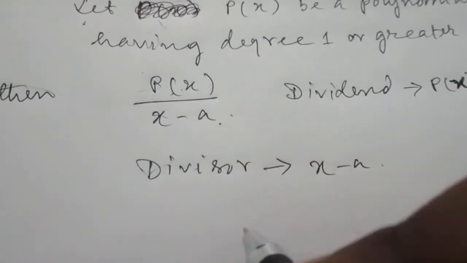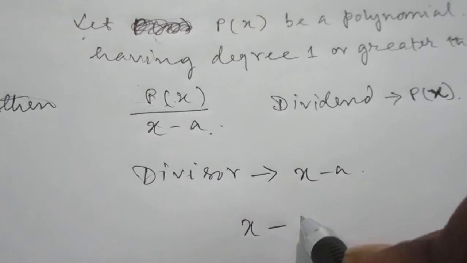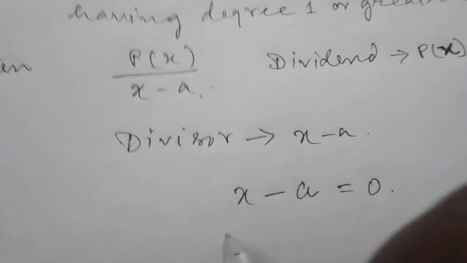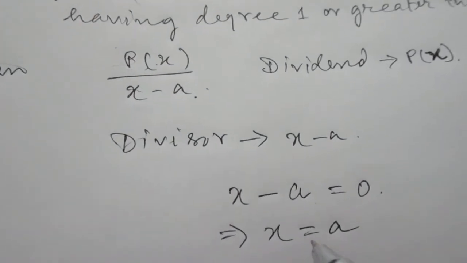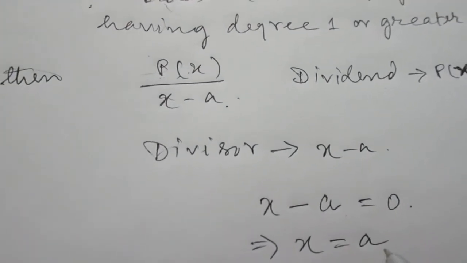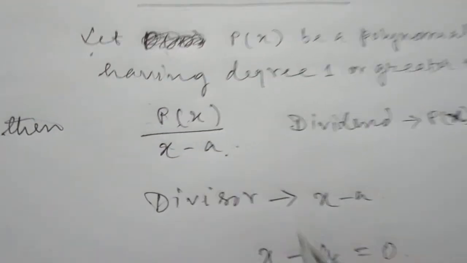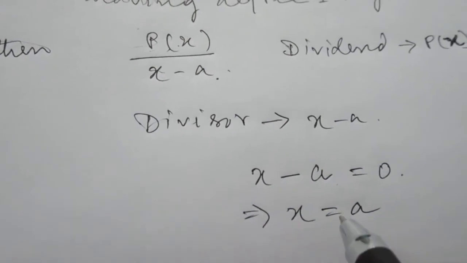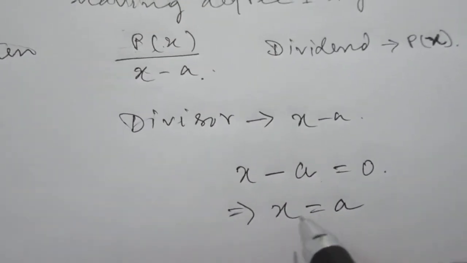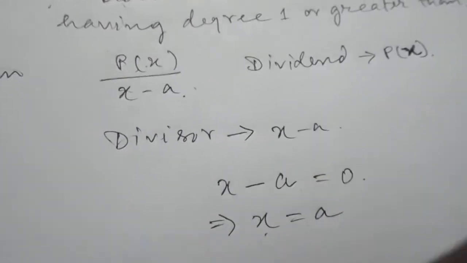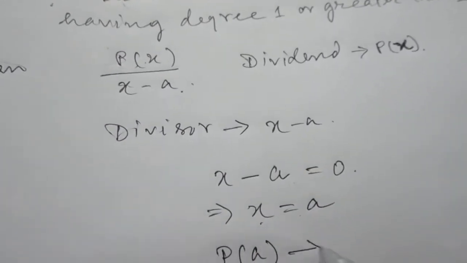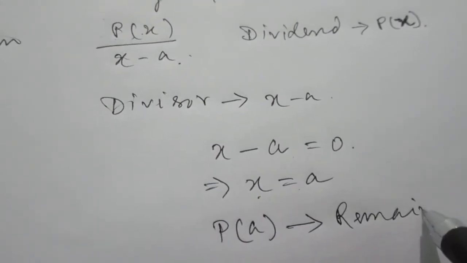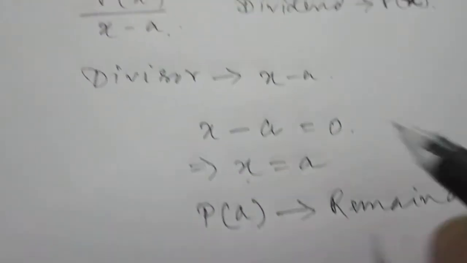Now what we have to do is write an equation with this divisor: x minus a is equal to 0. That means x is equal to a. Now we have to put the value x equal to a in p(x). So if we put x equal to a in p(x), then p(a) will be the remainder of this division.